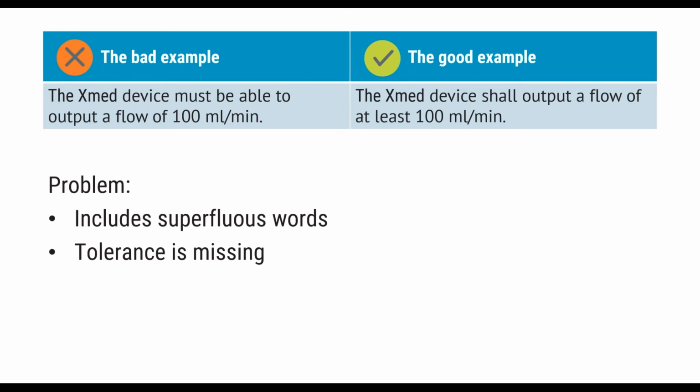So instead, the XMed device shall output a flow of at least 100 milliliters per minute. That would be much better. Now you have the acceptance criteria, and it doesn't open up to interpretations of what that 100 milliliters per minute means. So now we're meeting ISO 13485 requirements again on the design and development inputs.